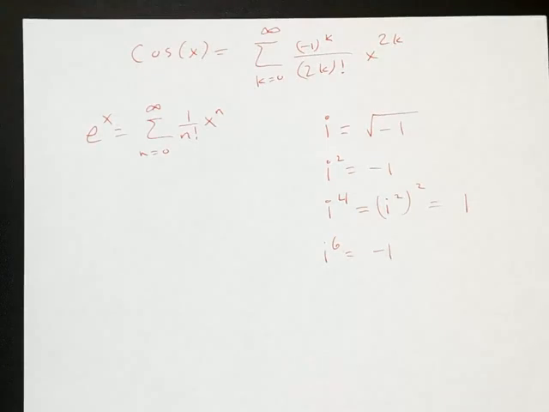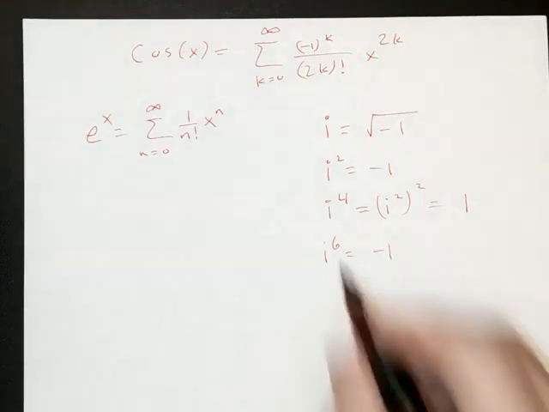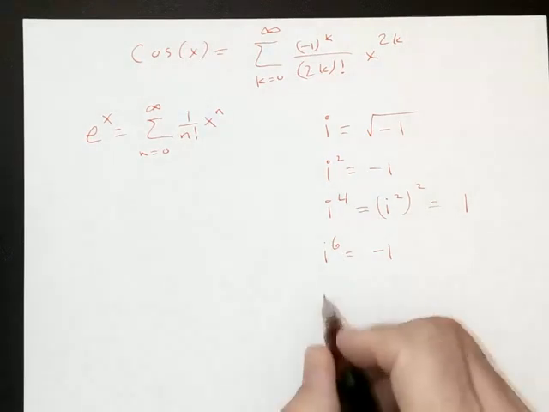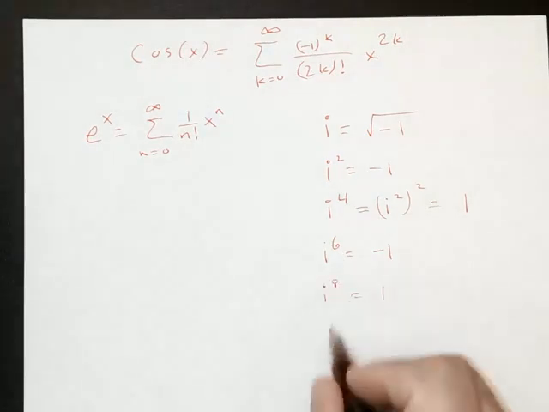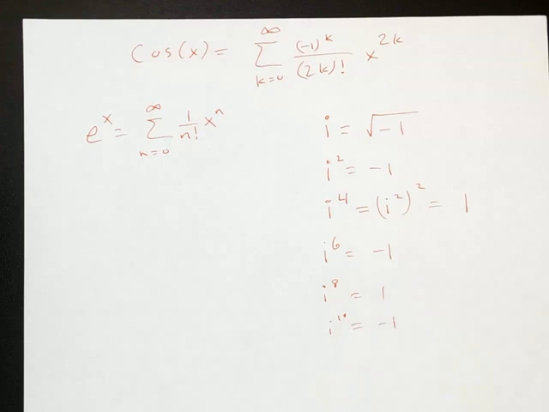Hang on a second, just like sine and cosine go around in circles, i goes around in circles. i to the 8th is 1. i to the 10th is minus 1. Hang on a second. That cosine thing has even powers. The sine thing has odd powers, but it's i to the 2k. It's negative 1 to the k, right?